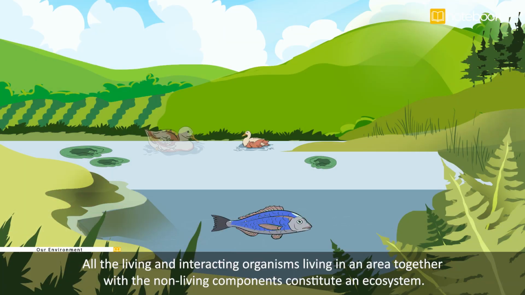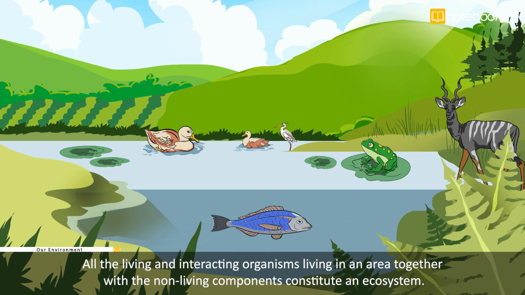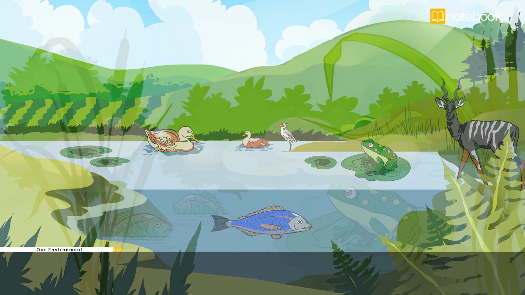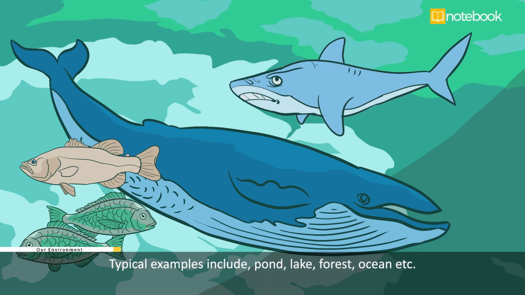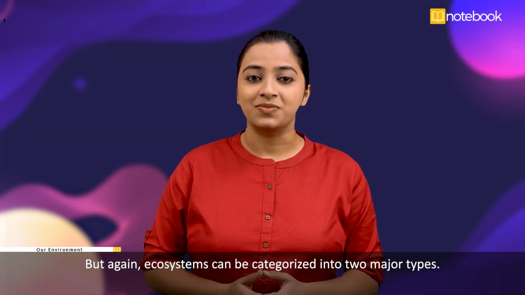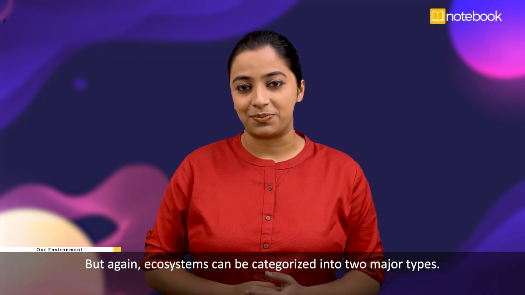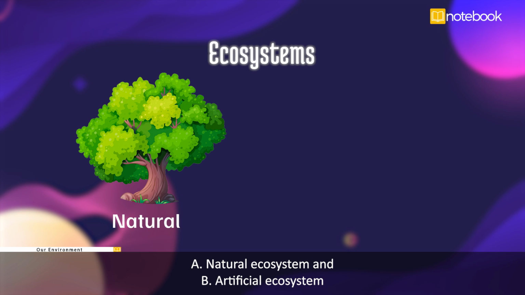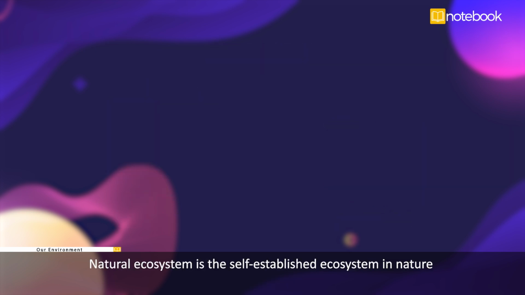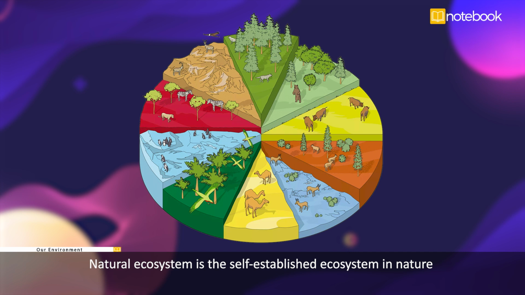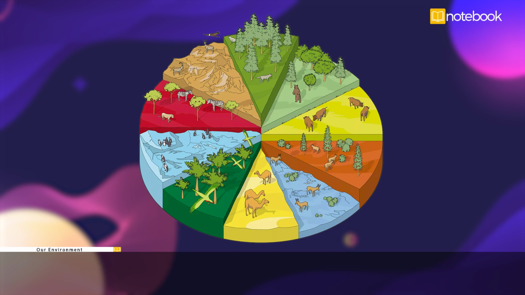All the living and interacting organisms living in an area together with the non-living components constitute an ecosystem. Typical examples include pond, lake, forest, ocean, etc. But again, ecosystems can be categorized into two major types. A. Natural ecosystem and B. Artificial ecosystem. Natural ecosystem is the self-established ecosystem in nature, and typical examples include forests, oceans, lakes, deserts, etc.